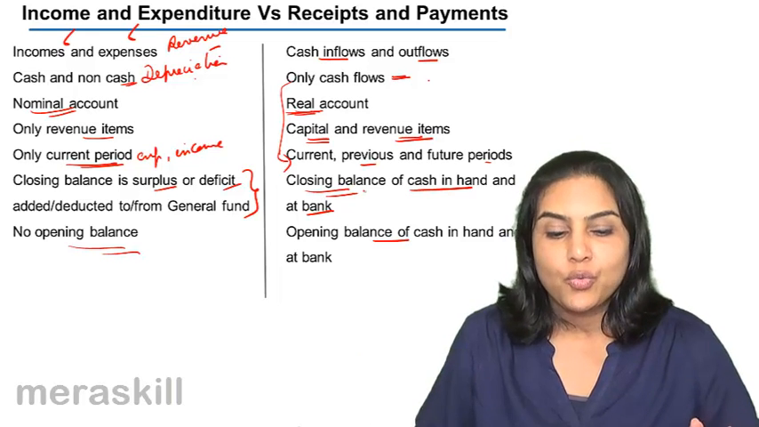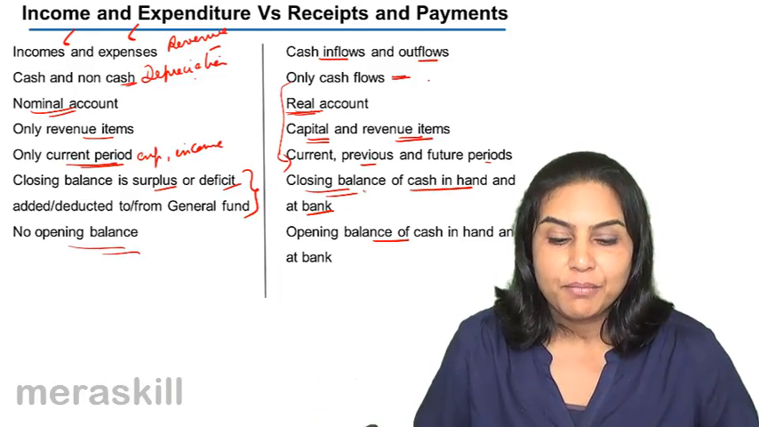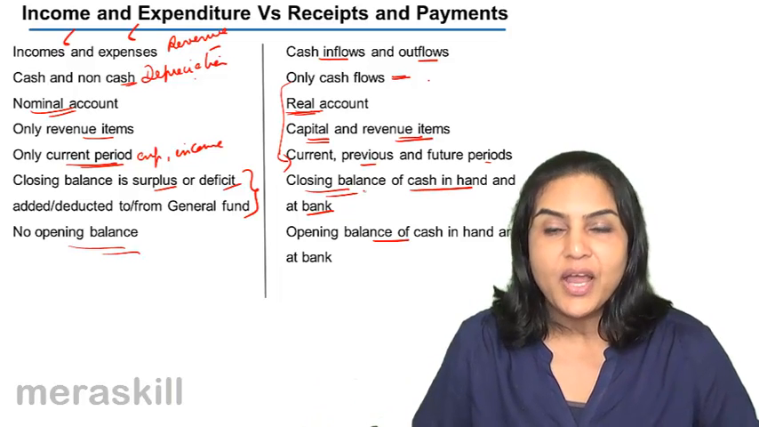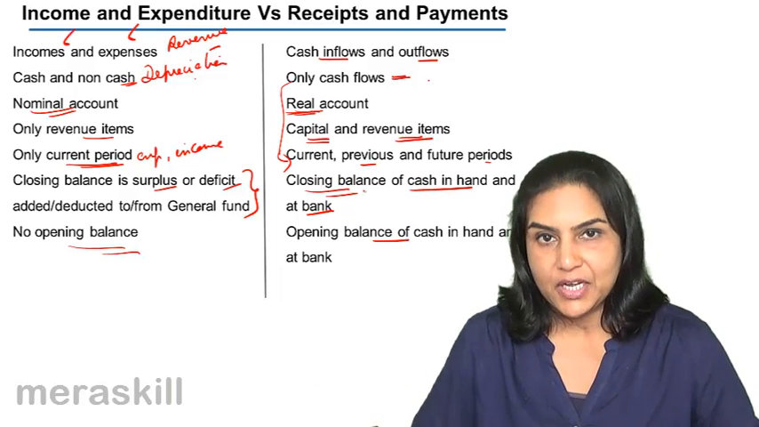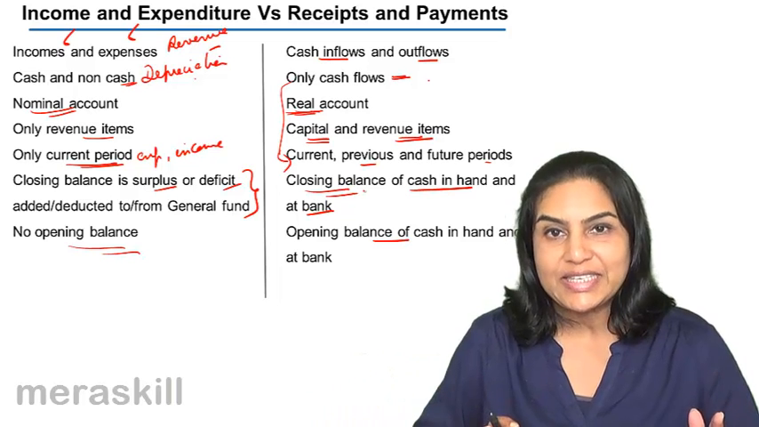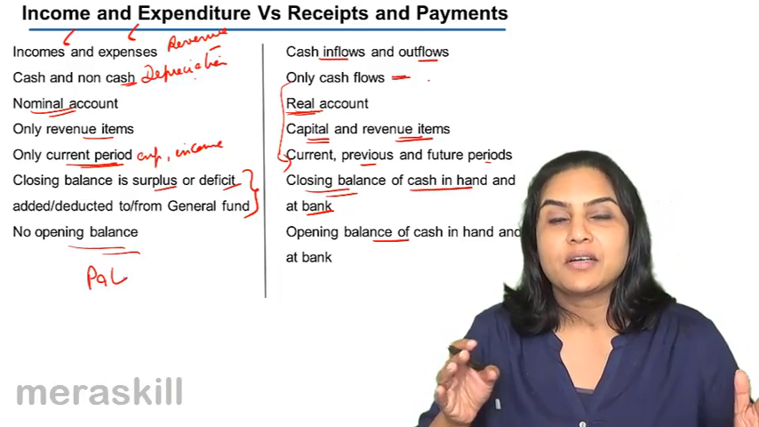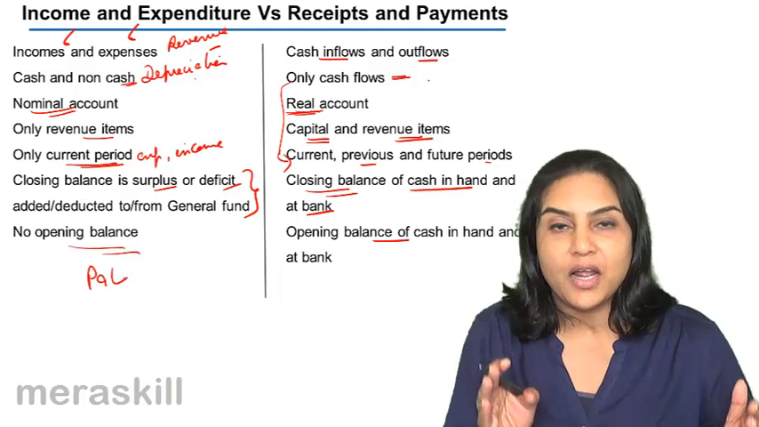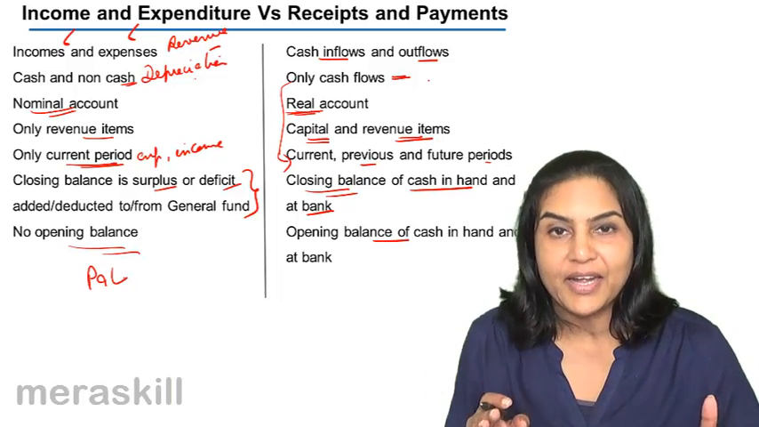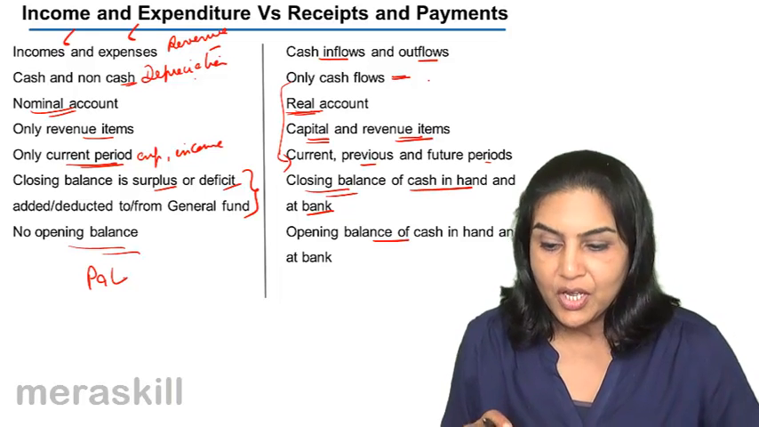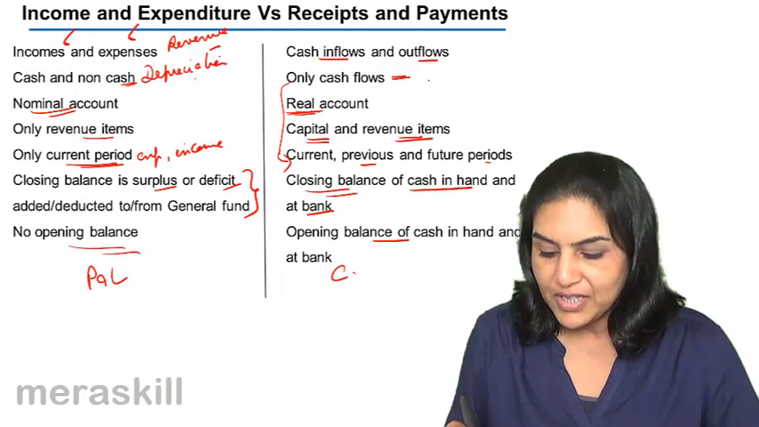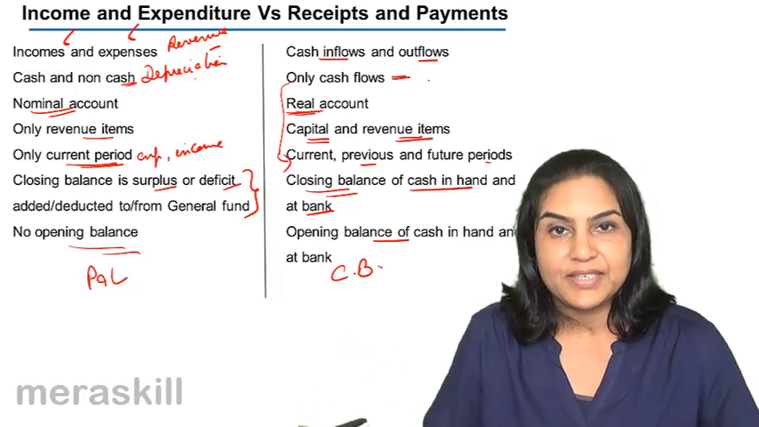This in brief would be a comparison between income and expenditure account and the receipts and payments account. Income and expenditure is similar to the profit and loss account of the final accounts of a trading or profit organization, whereas receipts and payments account is like a cash book.